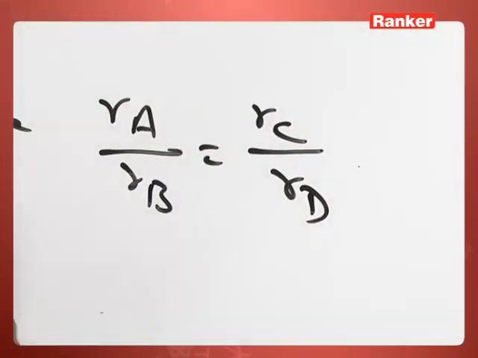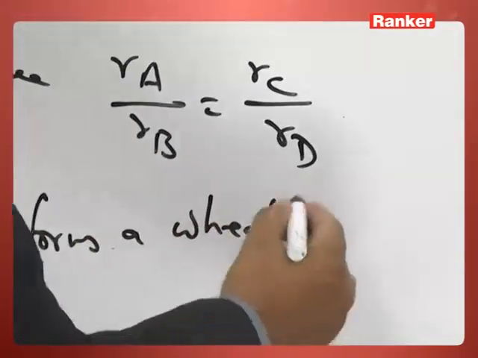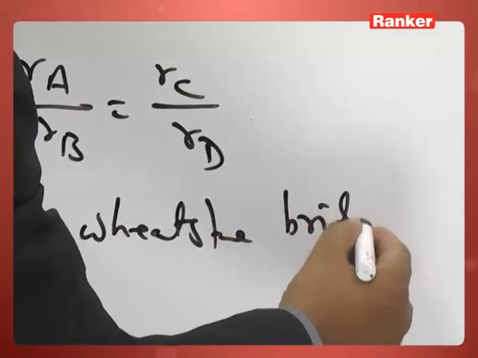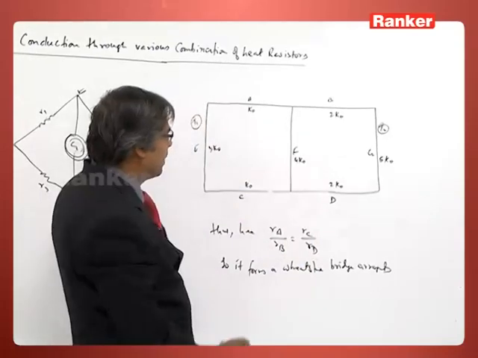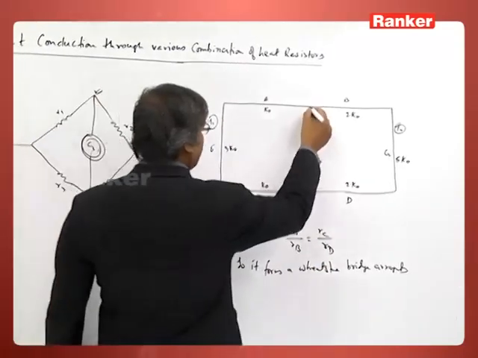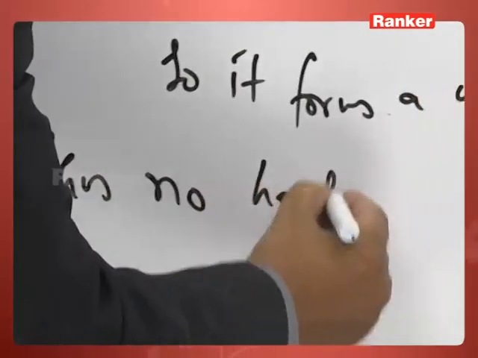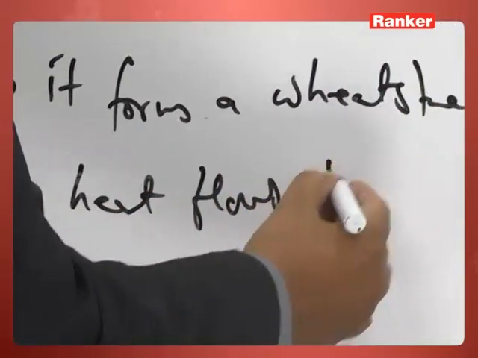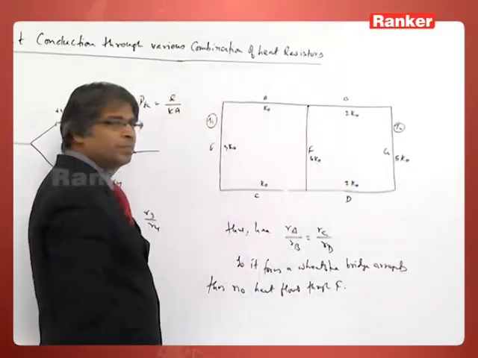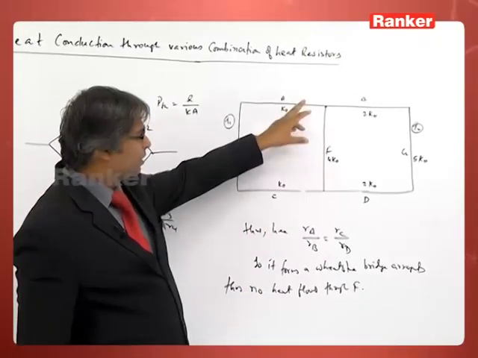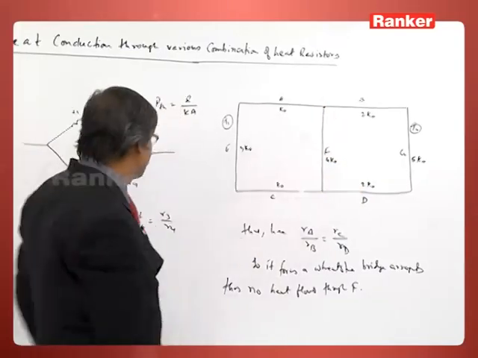So, it forms a Wheatstone bridge arrangement. The bridge is balanced, and thus no heat flows through F. So, there is no heat current through this rod. You can remove this, they are at the same temperature.